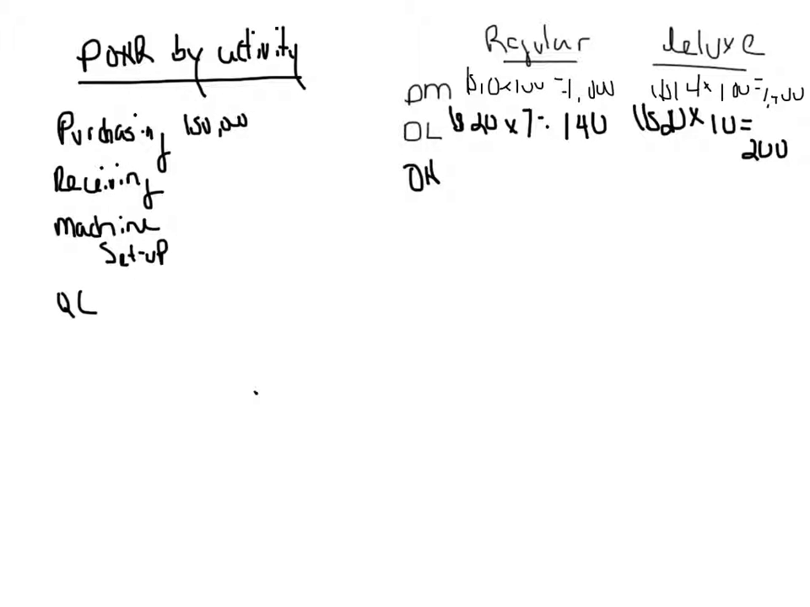For receiving, we have, everybody sees where this box is coming from? Yeah. 50. 250 for machine setup. And then quality control, 125.